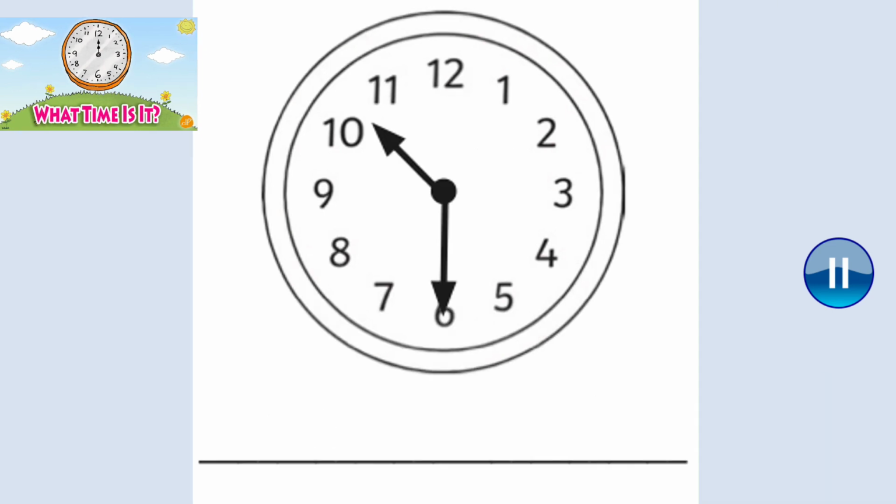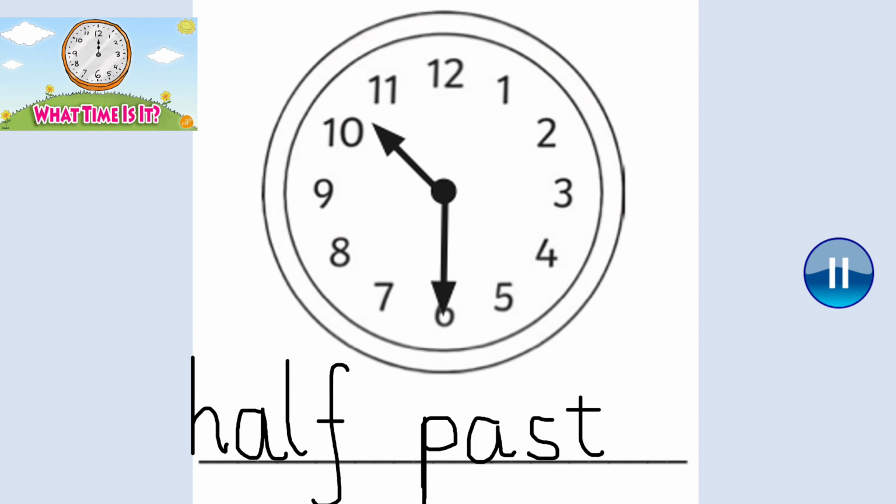How about this one? What's this one? We know it's half past because the big hand is at the 6, so it's gone halfway round. The little hand is past the 10. 10. Oh, that was easy to write, wasn't it? You could have written the 10 or you could have written the numeral 10.